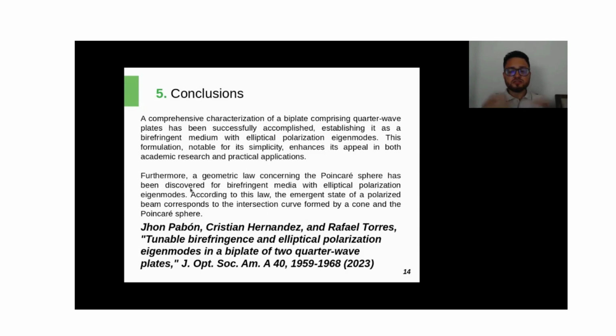Furthermore, we obtain a geometrical locus on the Poincare sphere that could be worked in general for any birefringent materials in a very simple and intuitive form, that is a cone and a Poincare sphere. This work and this result has been published very recently in the Journal of the Optical Society of America A under the title Tunable Birefringence and Elliptical Polarization Eigenmodes in a Biplate of two quarter-wave plates.